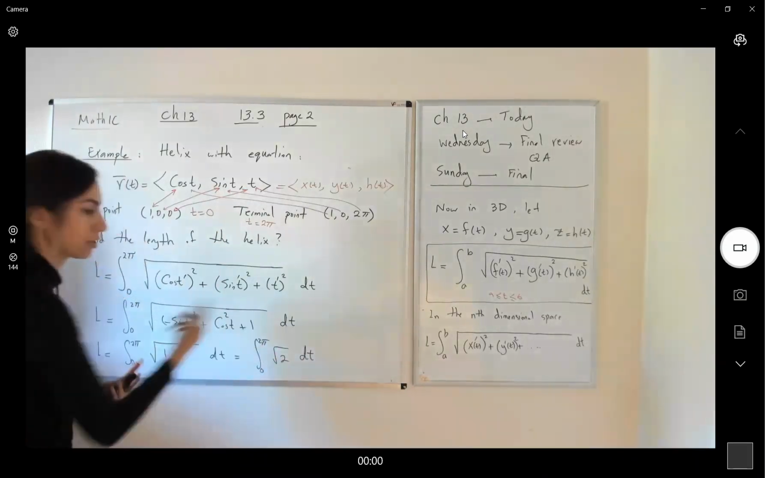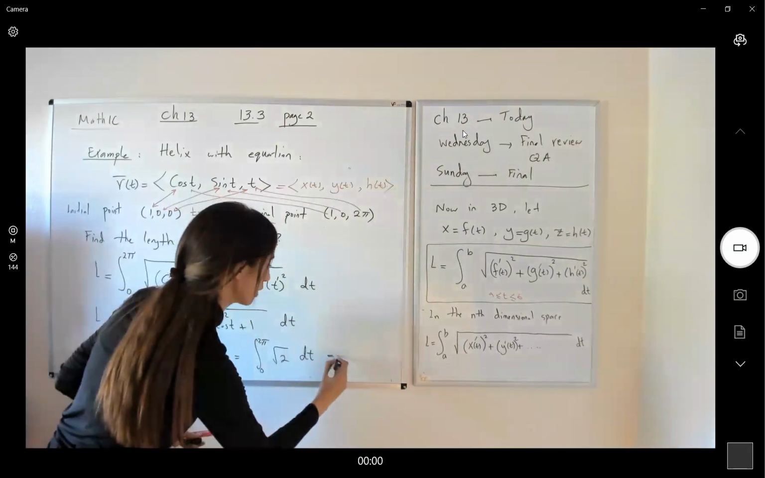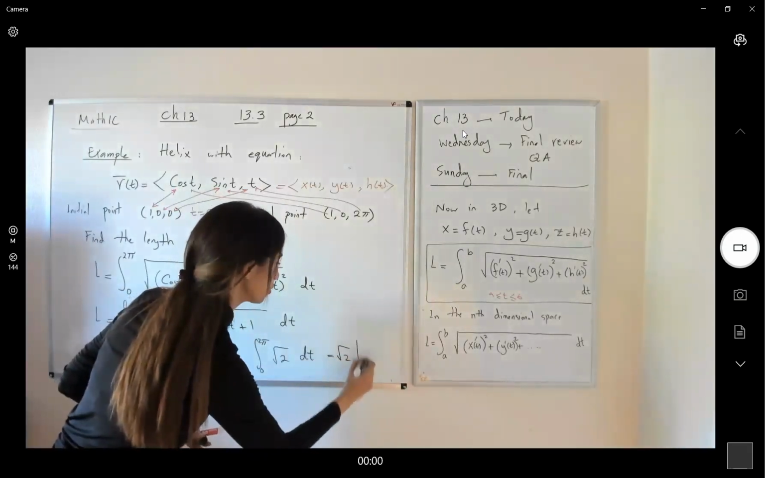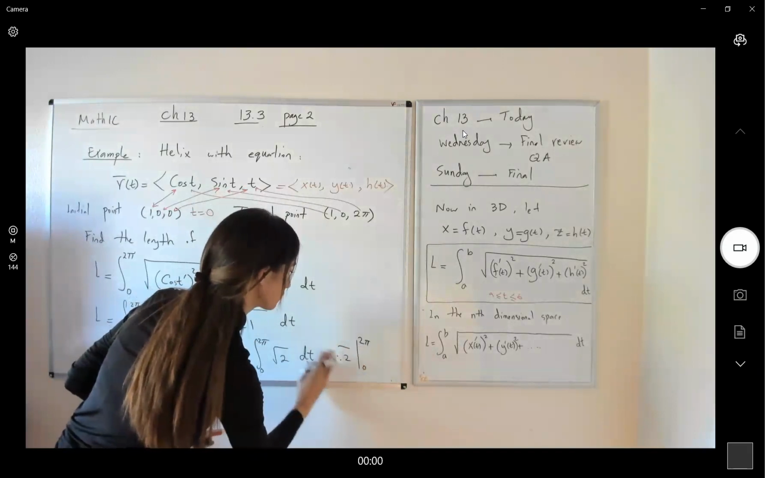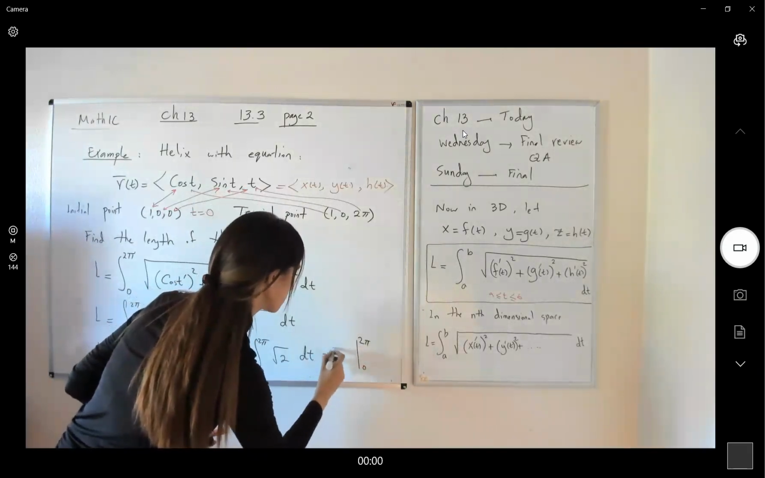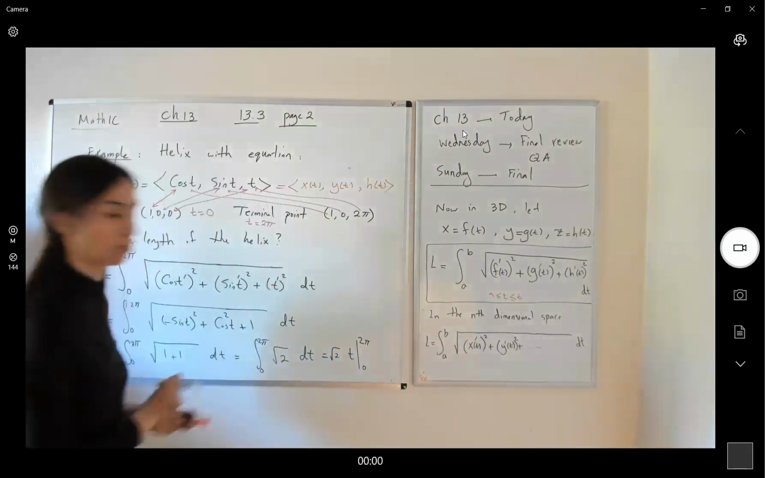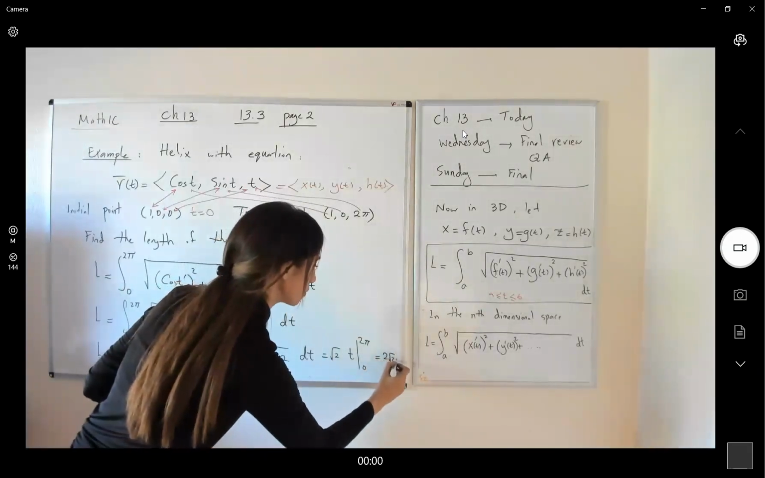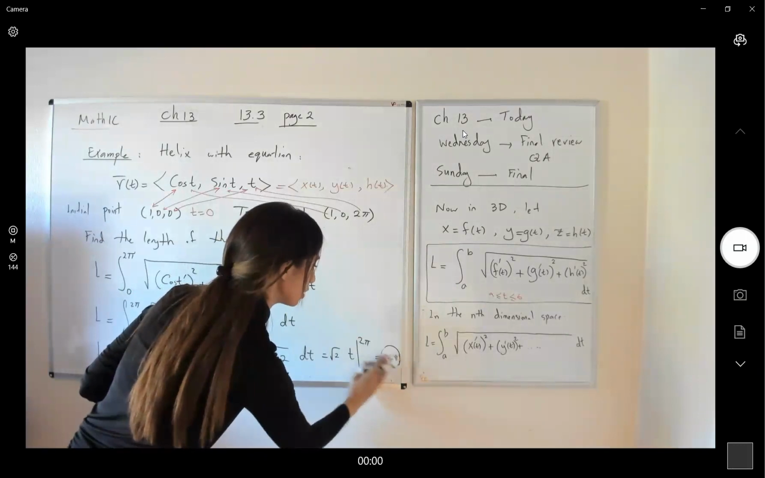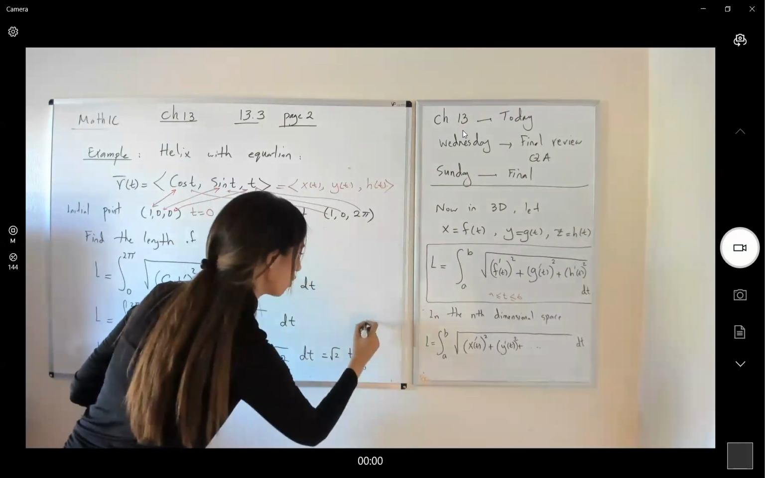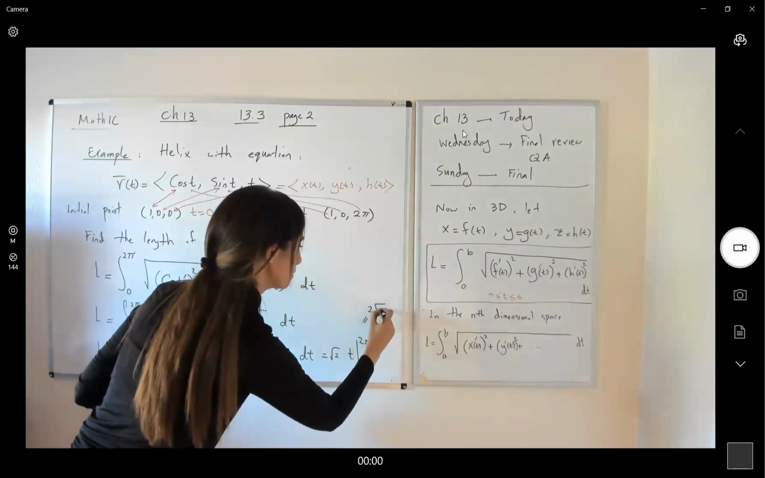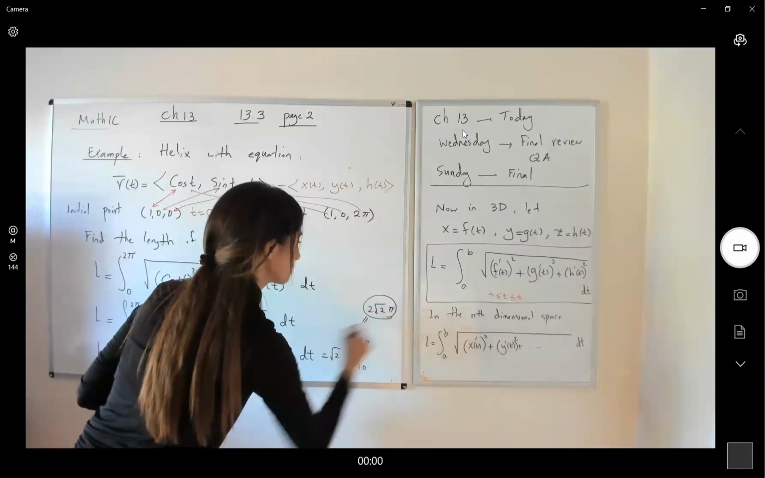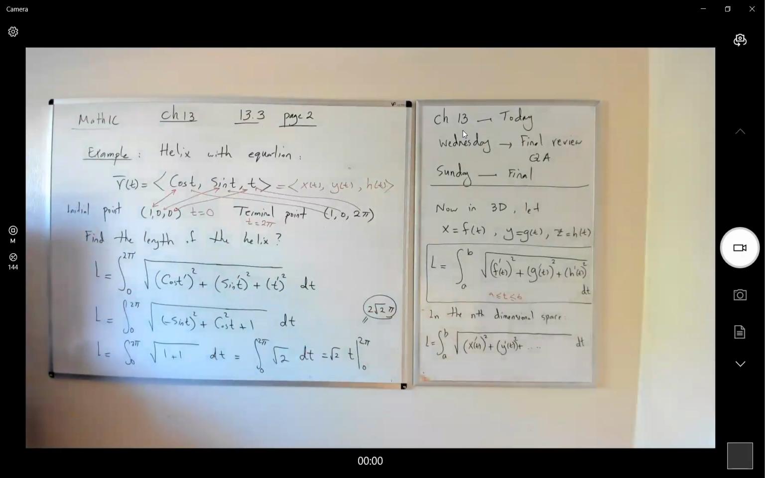There you go. This integral is super easy. You have square root of 2, and t ranges between 0 to 2 pi. The final answer is equal to 2 square root of 2 times pi. This is the length of our curve. Okay, let's continue.